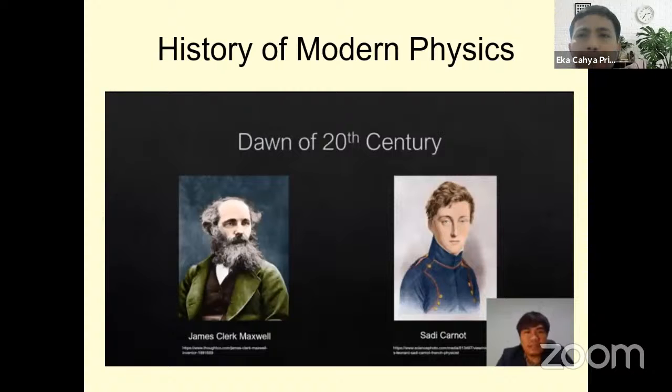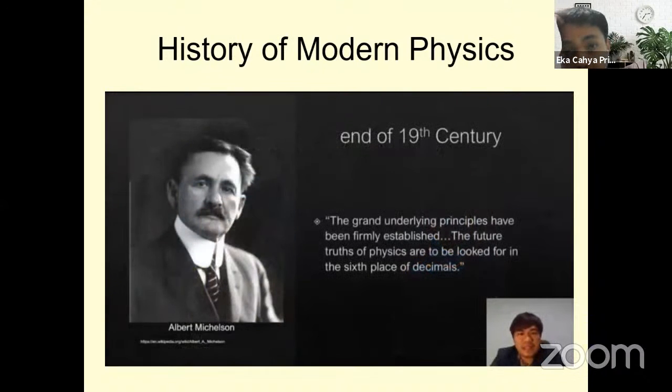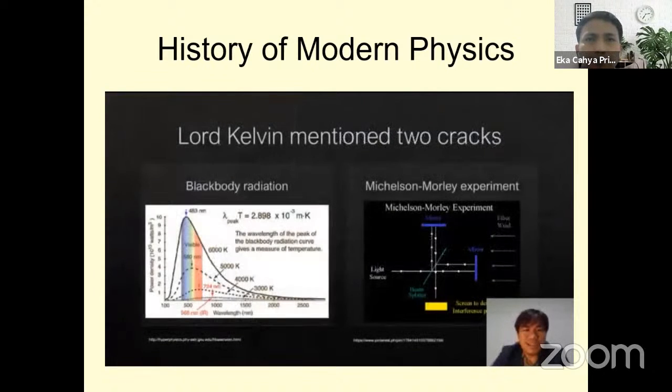This remarkable event made the scientific community believe that the description of the physical universe was complete. Albert Michelson even said at the end of the 19th century that the grand underlying principles have been firmly established. The future truths of physics are to be looked for in the sixth place of decimals. Such optimism turned out to be premature, as there were vexing cracks in the foundation of Newtonian physics.